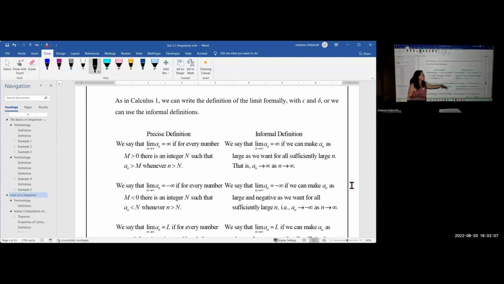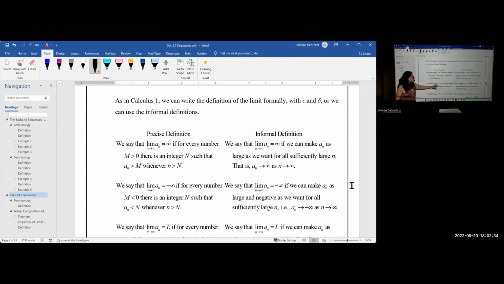Now, the informal definition would be that the limit of a sub n goes to infinity if we can make that a sub n, that term of the sequence, be as large as we want for any large value of the subscript. That is, that the value of the terms in the sequence goes to infinity as n goes to infinity. That's more the hand-waving definition.